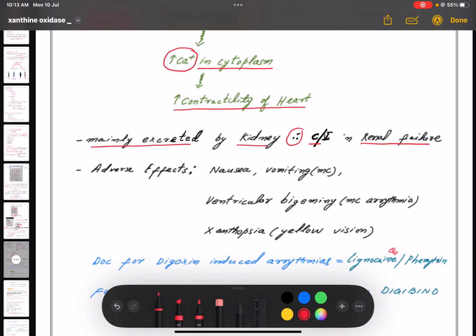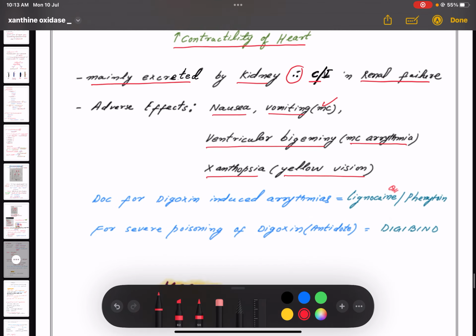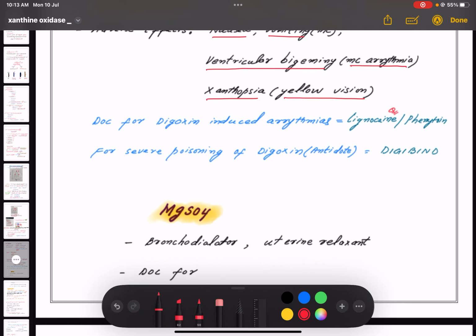What are the adverse effects of digoxin? It includes nausea and vomiting. Vomiting is the most common side effect. It also can lead to ventricular bigeminy, and it is the most common arrhythmia caused by digoxin. Digoxin can also lead to xanthopsia, that is yellow vision, and digoxin is one of the disco drugs that can lead to gynecomastia. Drug of choice for digoxin induced arrhythmias is lignocaine, or also we can use phenytoin.